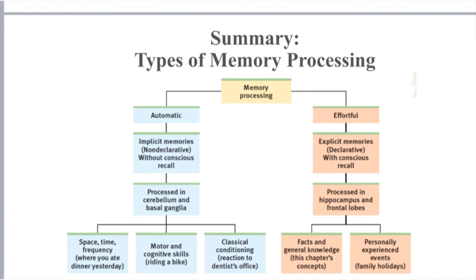So then the last thing here is another way to look at that chart that I had put together of encode, store, retrieve. Here you have memory processing: automatic and effortful. Implicit is processed by the basal ganglia. This is things like space, time, frequency, classical conditioning, motor and cognitive skills. On the other side, effortful, this is like studying. This is explicit memories processed in the hippocampus: general knowledge and facts and personally experienced events.